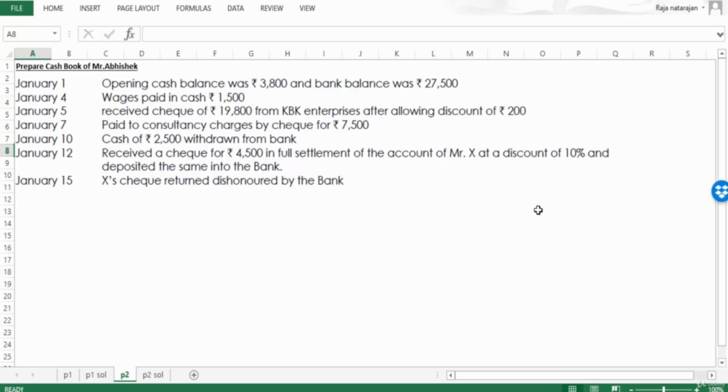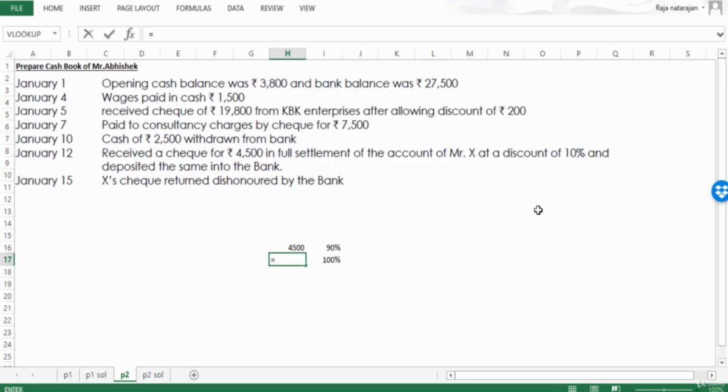X at a discount of 10%, and deposited the same into the bank. So the amount that should have been ideally received is not 4,500, because this 4,500 is after providing for discount of 10%. If after providing for discount of 10%, it means it is actually representing 90%. If 4,500 is representing 90%, then what is 100%? That's the question.